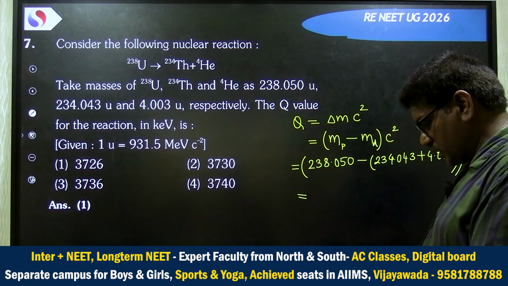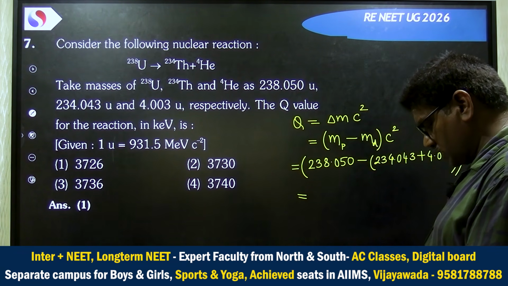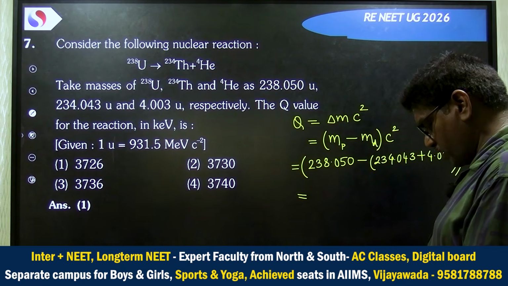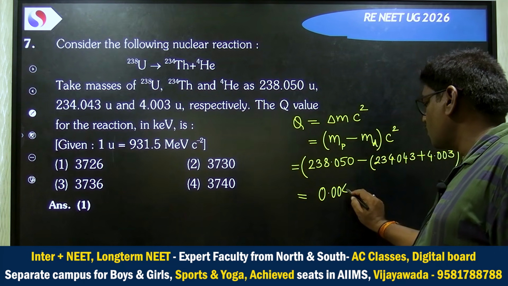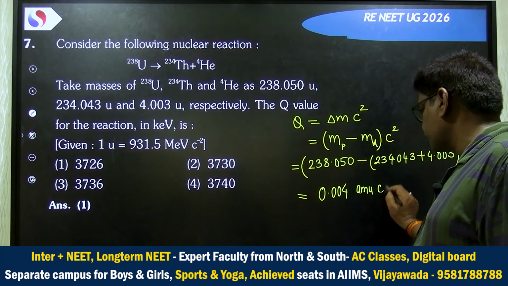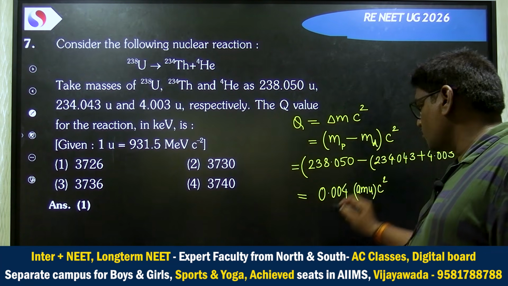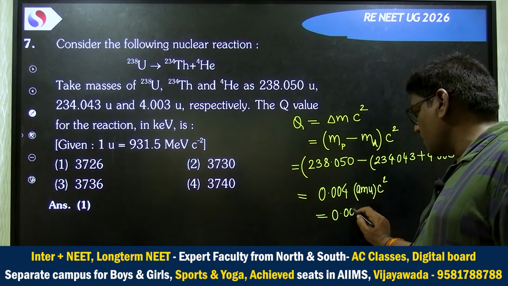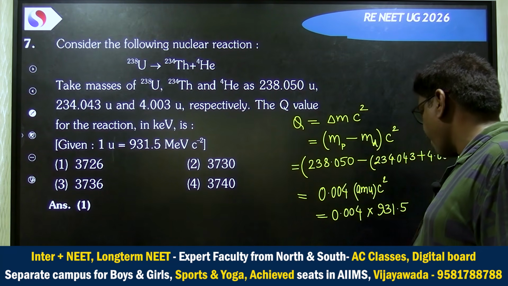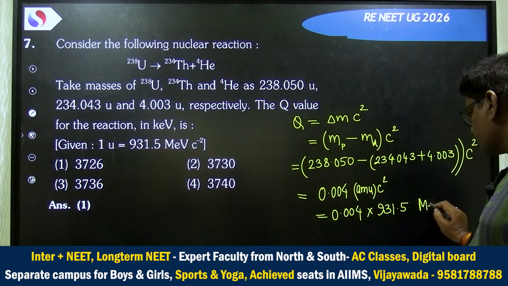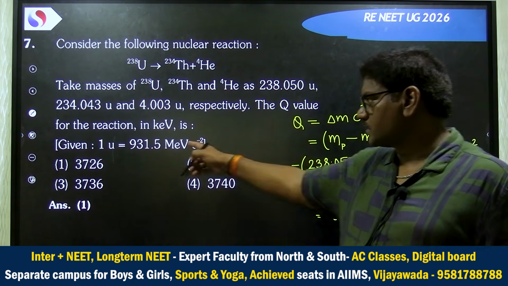238.05 minus 234.043 minus 4.003. It is coming exactly 0.004 AMU into C square, atomic mass unit into C square. To convert this unit, we have the factor. Directly we can write this as 931.5 MeV by C square. C square will cancel, and the answer will come in MeV, as it is given also here.